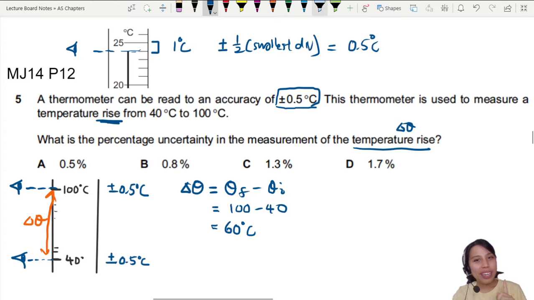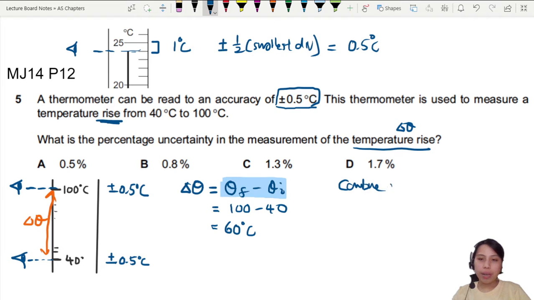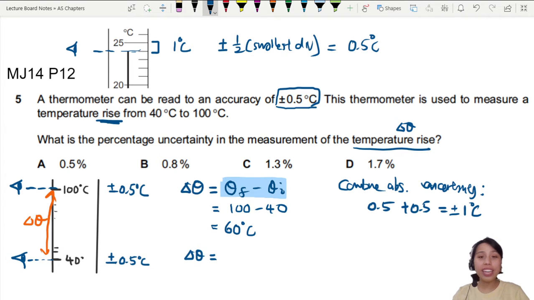How about the uncertainty? Now look very carefully. This is when we have 2 uncertainties. Each of these theta has its own uncertainty and we are subtracting. So we want to combine absolute uncertainty, which will be 0.5 each time you read. You read again, it's 0.5. So the total uncertainty in the change in temperature is going to be plus minus 1 Celsius. So the change in temperature will be 60 Celsius plus minus 1 degree.